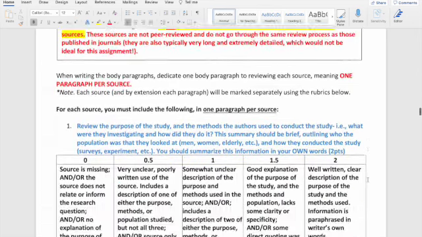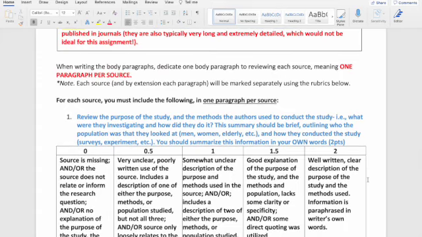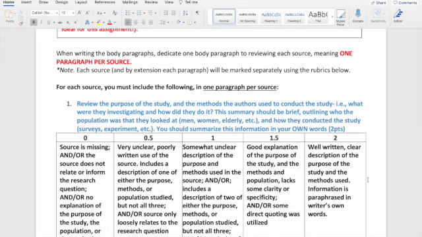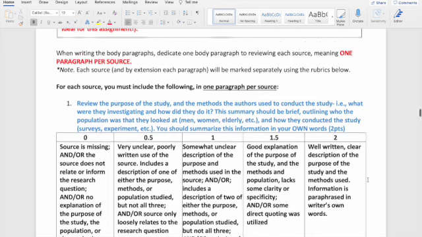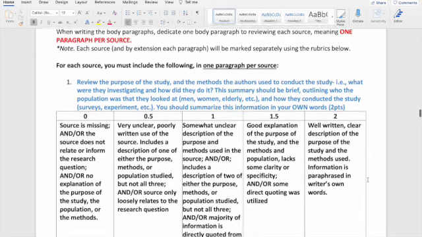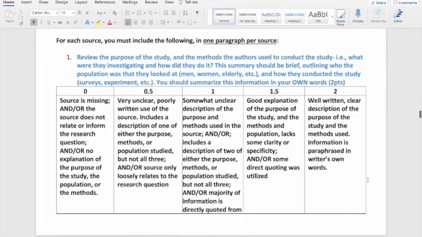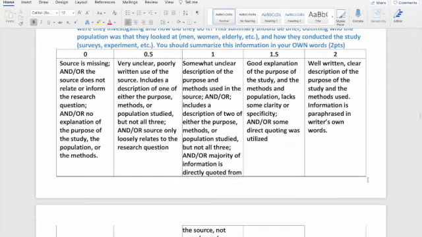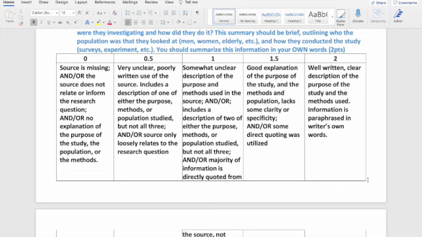So for these 5 scholarly sources, you'll need to write a paragraph for each of them. So 5 body paragraphs total, or 1 paragraph per source. In these paragraphs, you'll need to explain the purpose of the study and the methods that they used. So for example, did they use an experimental design, an online survey, etc.? You'll also want to include some sort of information on the population that they looked at. So for example, did they look at university students?